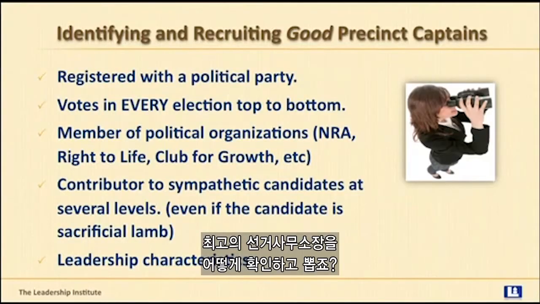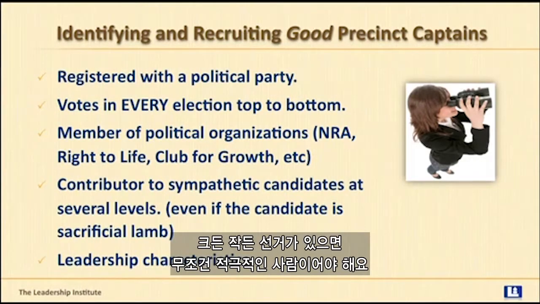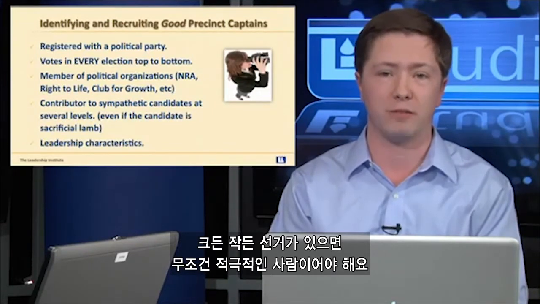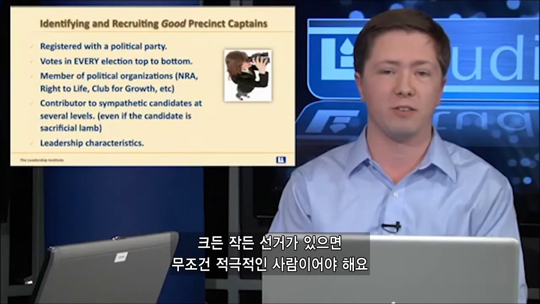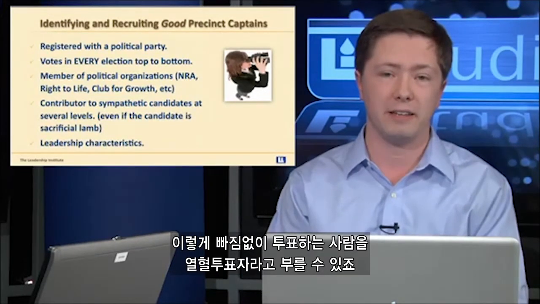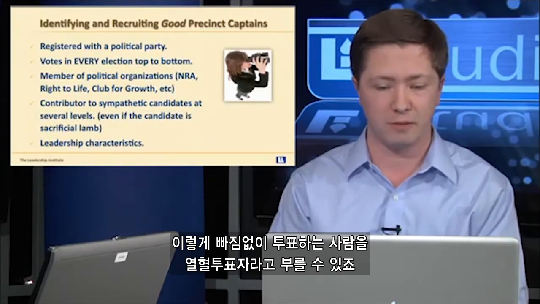So how do you identify and recruit a good precinct captain or a precinct chairman? First of all, in some states, they'll be registered with your political party, be it the Republican Party or the Democrat Party or any number of other parties. They're going to be hyper-activists. They're going to vote in every single election, from the presidency down to local dog catcher. These folks are what we call in the campaign world 4 out of 4 voters. They vote in every single election.